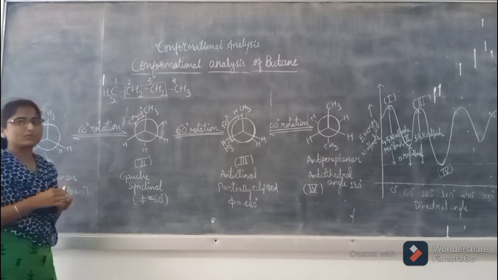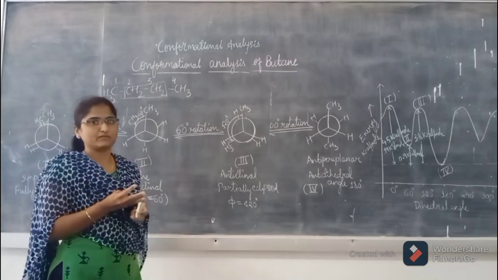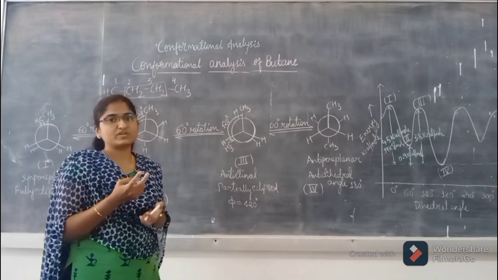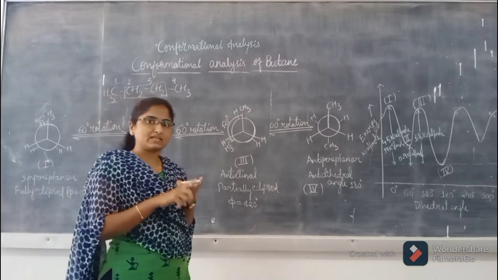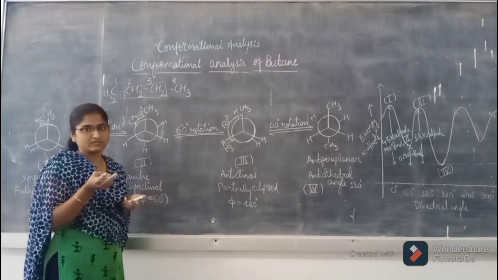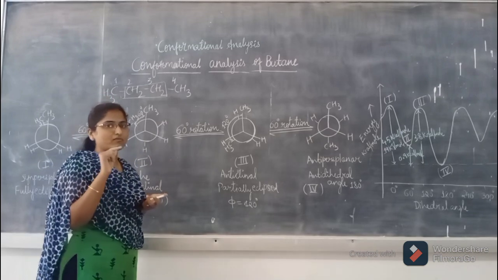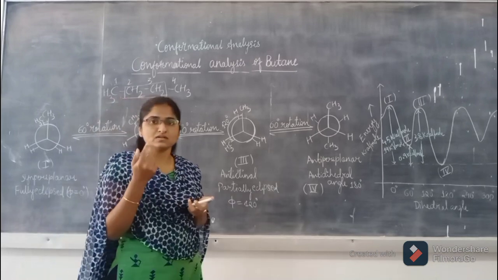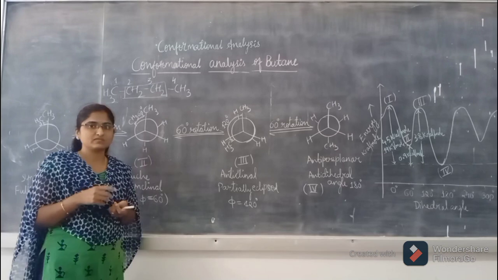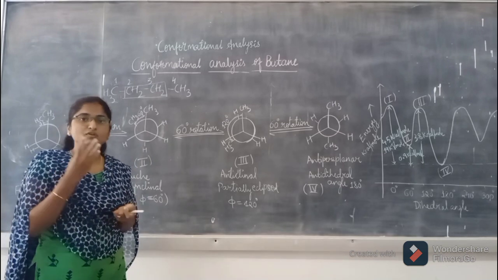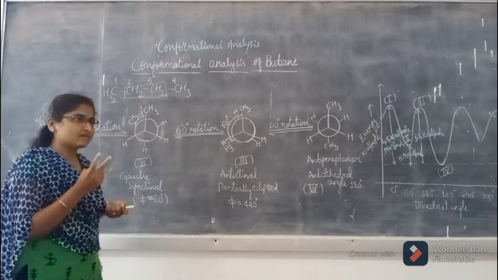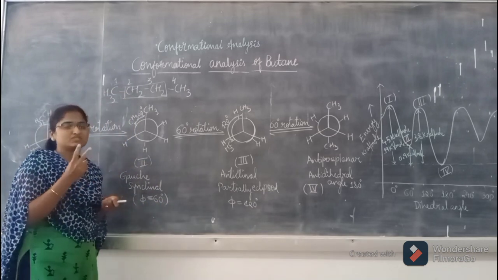In butane you will observe 4 conformations. Out of the 4 conformations, 2 are eclipsed conformations and the other 2 are staggered conformations. Whereas in ethane you have 1 staggered conformation and 1 eclipsed conformation, in butane you observe a total of 4 conformations.